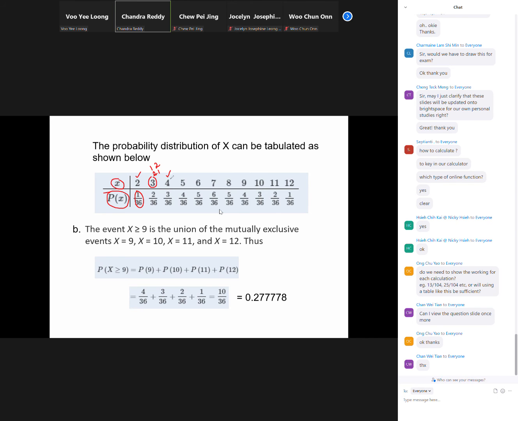Similarly for 4, you can get it 3 times. You will get 1 and 3, 3 and 1, and 2 and 2. So there are only 3 ways you may get the number 4, and the probability is 3 over 36. Like this, you can prepare the probability for the event of getting 2, getting 3, and so on, from 2 to 12. This is what is meant by constructing the probability distribution, X versus the probability of X.